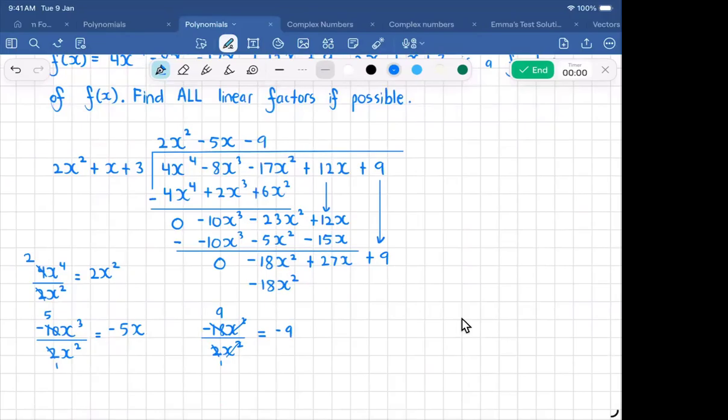Negative 9 by plus x. Wait, negative. Wait a second.